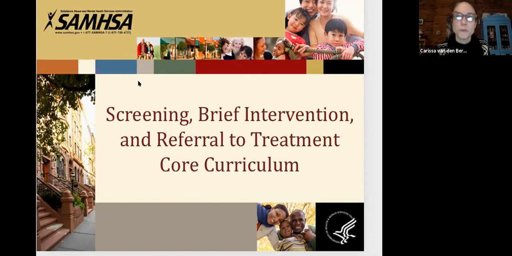Because if we do consistent screening, we're much better able to catch people who may have problems with substance use at earlier stages, and intervene earlier, and get people to be more aware of the habits that they are beginning to have.